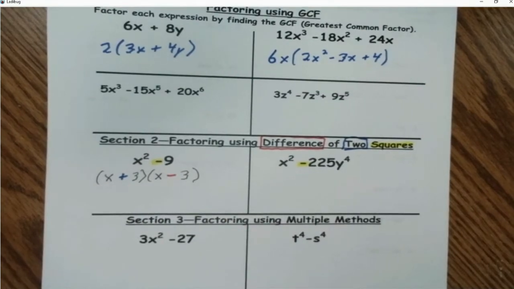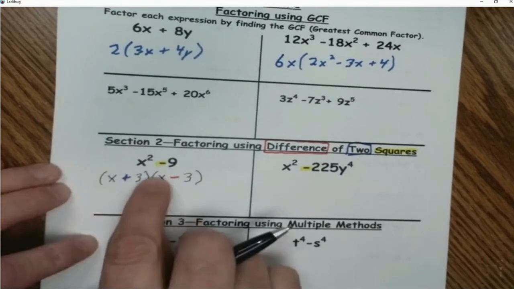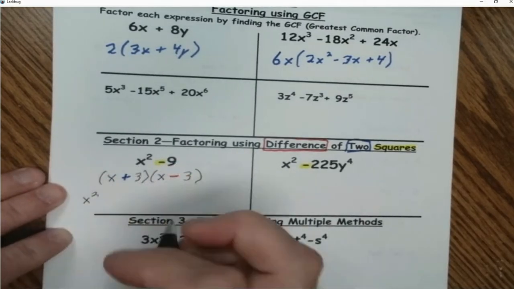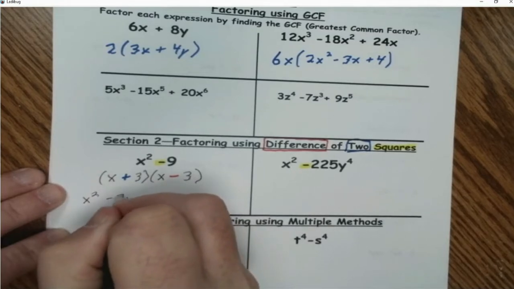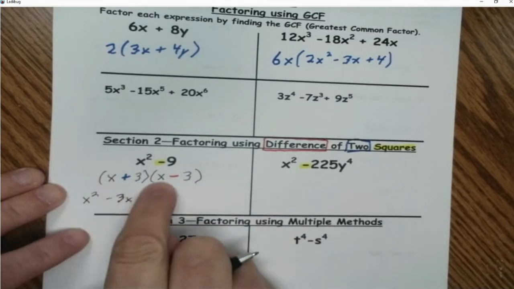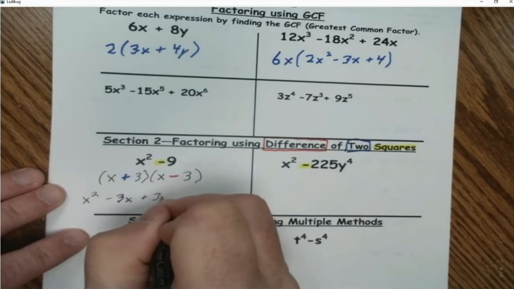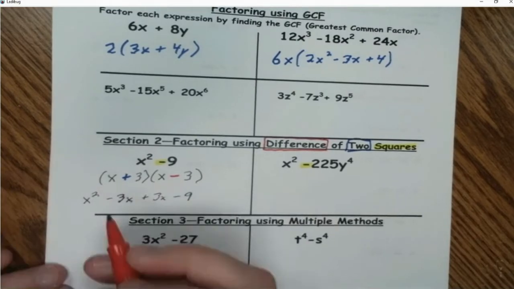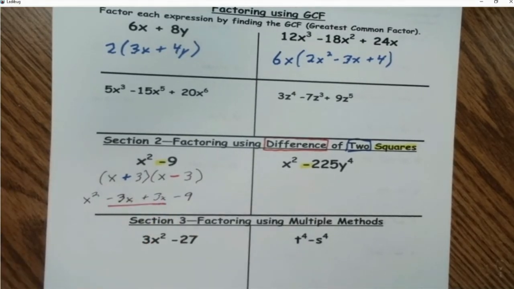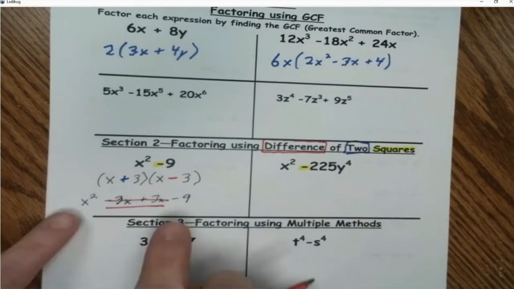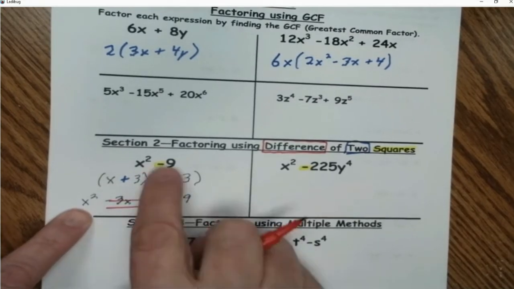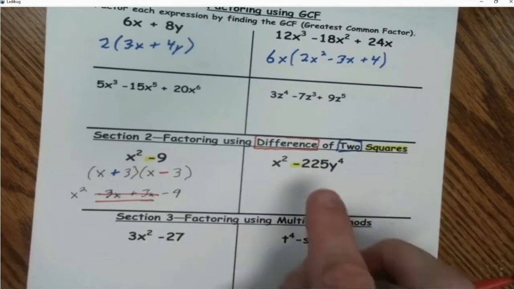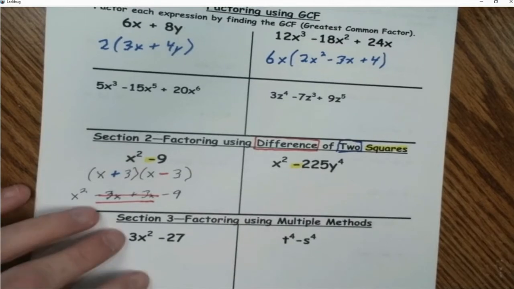We can check that, because if we multiply it back together, we've got to distribute, right? Distribute the x: x times x is x squared. X times negative 3 is negative 3x. 3 times x is plus 3x. 3 times negative 3 is negative 9. So you see what happens here is you have negative 3x plus 3x, those cancel each other out. You end up with just x squared minus 9, which is what we started with. So difference of 2 squares is some of the easiest factoring to do. You just take the square roots of those numbers.